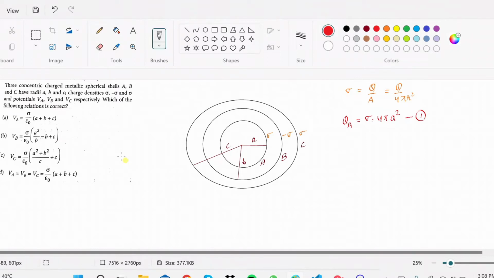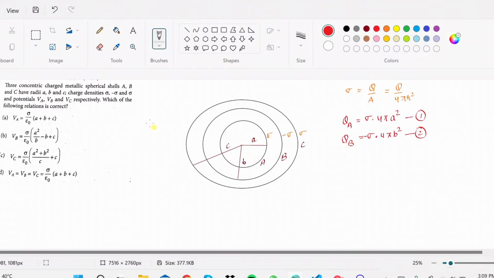Sir, why is there 4 pi a square? Because it's a sphere, it's not a circle. That's the area of a sphere. Next is QB, the charge on the second sphere, which equals sigma, plus or minus? Minus. Be very careful, charge is a scalar quantity, so you cannot ignore the negative sign. Here the negative sign represents the nature of charge, so we are not going into that right now. So minus sigma, and the area of the second one is 4 pi b square. I hope this is also clear to all of you.